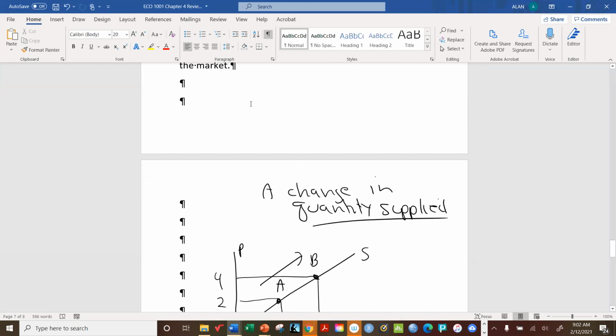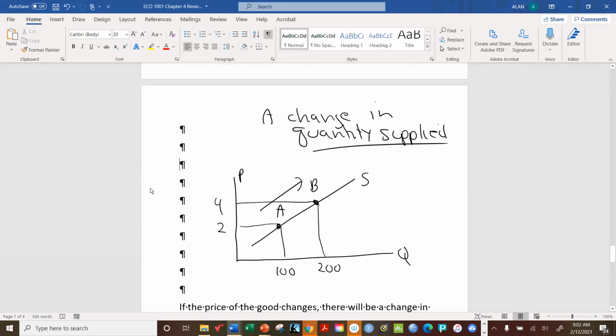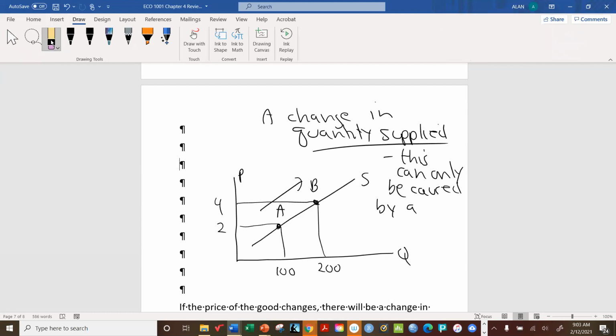Okay, the terminology is exactly the same as it was for the demand curve. Moving up and down the curve means a change in quantity supplied. This can only be caused by a change in price. If anything else changes, like with the demand curve, the entire curve will shift. Okay, and we're going to see many examples of that.